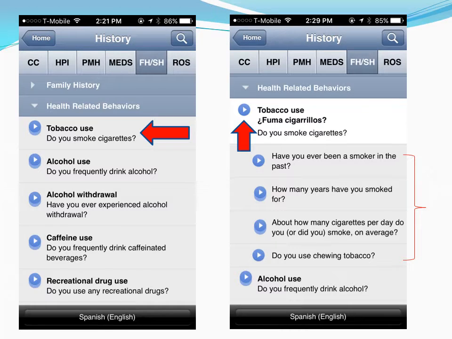If the patient answers yes, there are follow-up questions listed below that are able to be played to the patient to accurately gain more information regarding the patient's tobacco use, including how many years have you smoked for, and about how many cigarettes per day do you smoke. The questions are conveniently categorized and accessible to the medical professional using the application. In the example given, it took 4 clicks to get to the specific category of question needed to ask the patient.